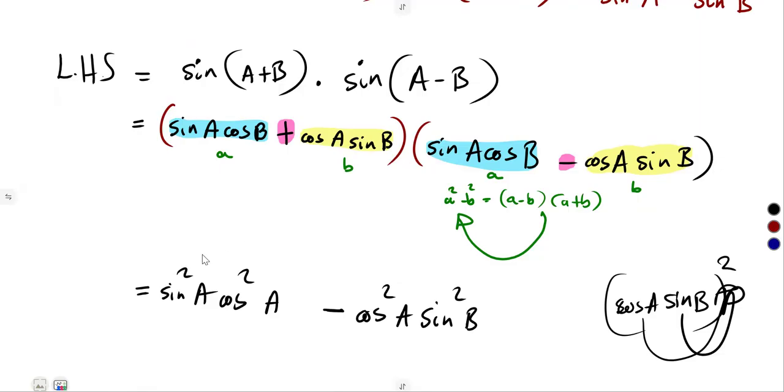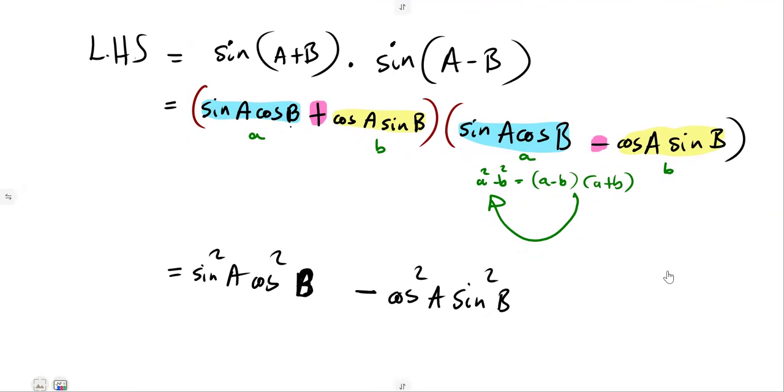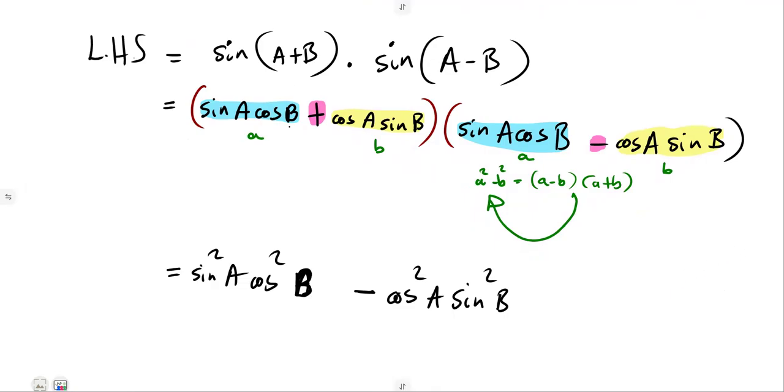Cos squared. All right. Where did I get this? It's B here. It's cos squared B, isn't it? Cos squared B. Sine squared A, cos squared B. Cos squared A, sine squared B. So let's correct that part. All right. Anyways, with this part here, we need to simplify.